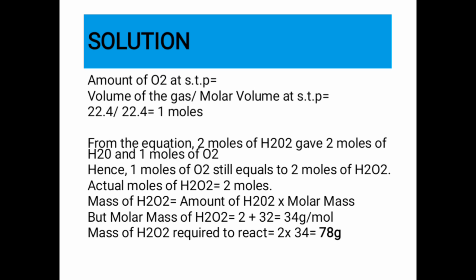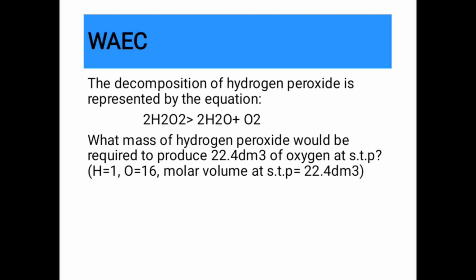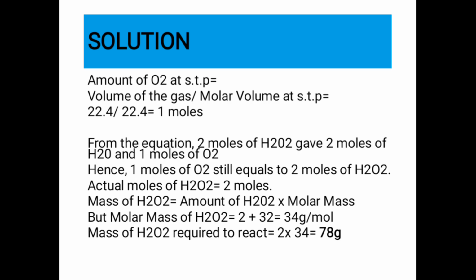That's 1 mole. Then the next step is to do the stoichiometry of that question by saying that 2 moles of H2O2 gave 2 moles of water and 1 mole of O2. Therefore, 1 mole of O2 will be equal to 2 moles of H2O2. Yes, from that equation, if 2 moles produce 1 mole, then 1 mole of O2 will now come from 2 moles again. So the actual mole of hydrogen peroxide is 2 moles.